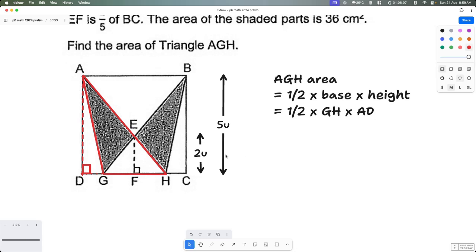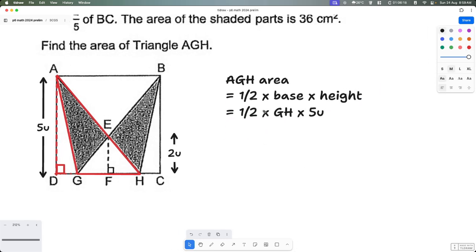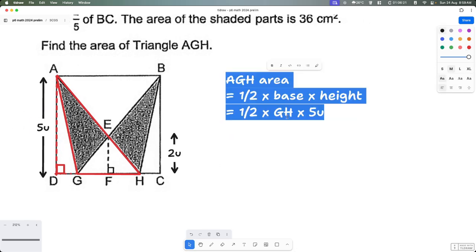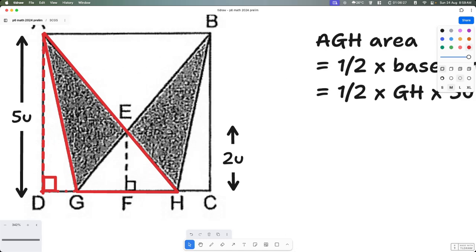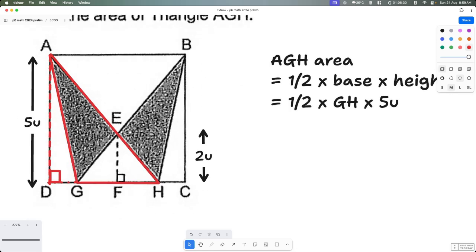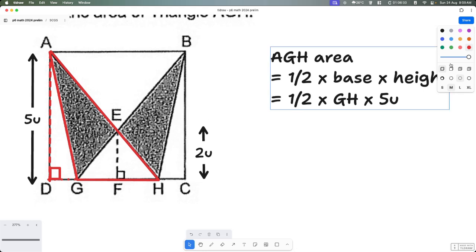Since ABCD is a square, we know that this is also 5 units. So now we know that this is 5 units, and we need to know what GH is. At the same time, AGH is also part of the shaded part, but it is minus off from this triangle. So let me create another colored triangle, this blue one, number three here.